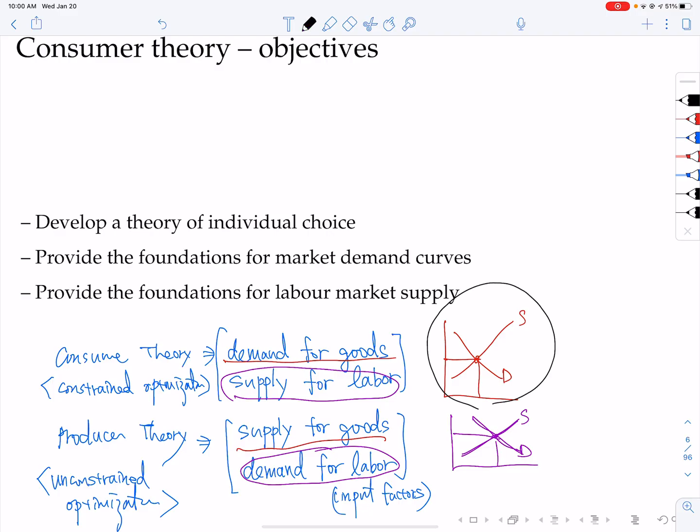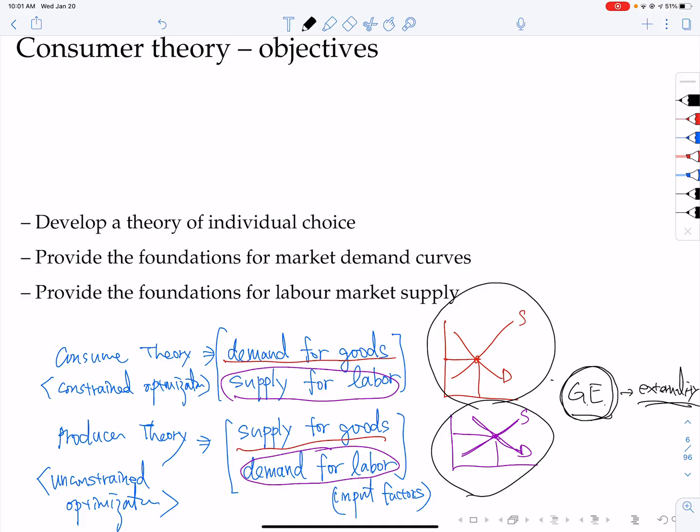Then these graphs are just looking at one particular market, and then we're going to generalize it to look at all the markets at once. That's called general equilibrium theory, so that will be another objective of this course. Then we're going to look at some externality issues, right? So that's going to be the last major theme of the course.